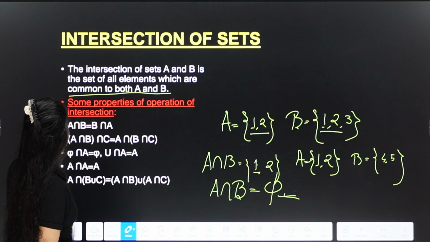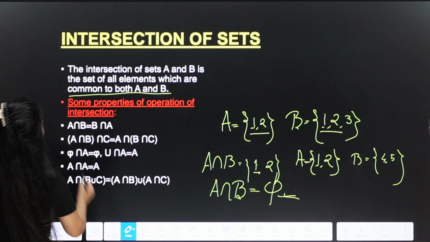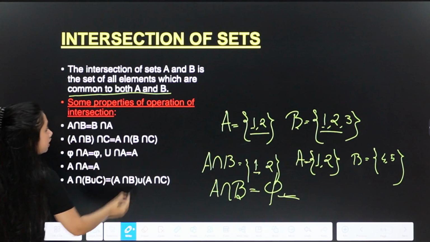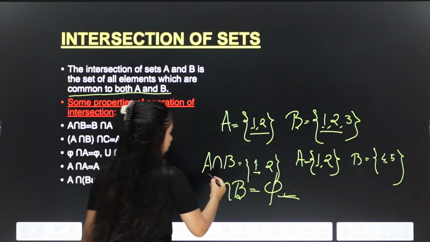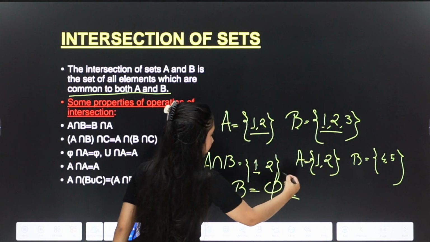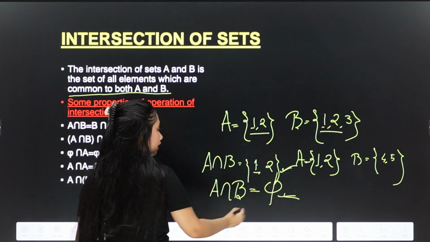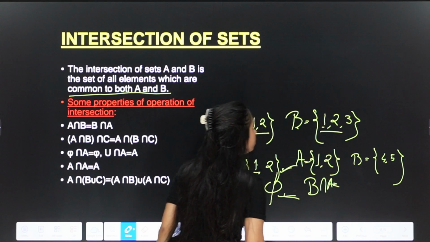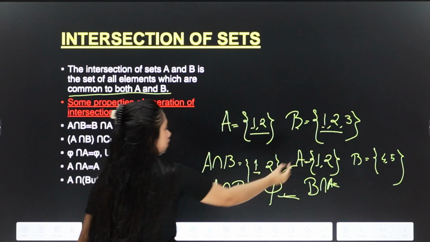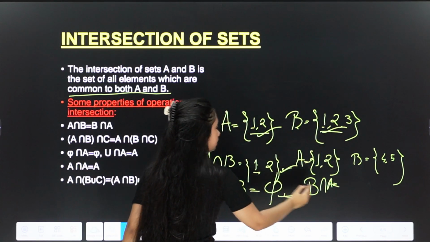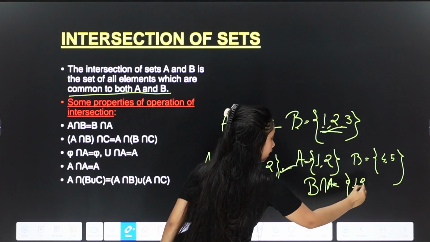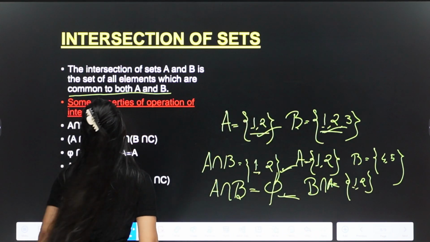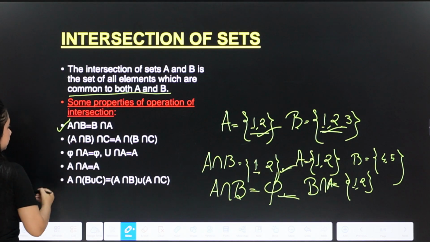Again, we have some properties related to intersection, that is A intersection B is equal to B intersection A. That is, we have already defined A intersection B, that is 1 and 2. If we want to find B intersection A, then what will be the common element between A and B? Here 1, 2 is present, here 1, 2 is present, so it will be 1 and 2. Thus, the first property is satisfied.